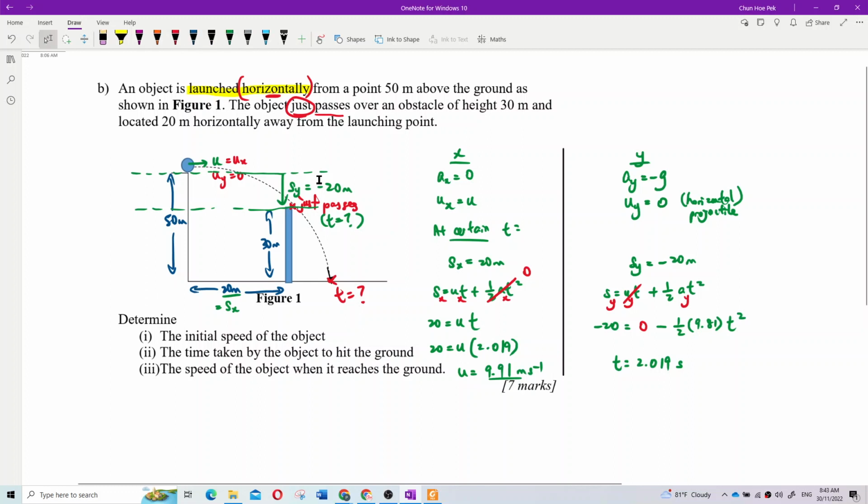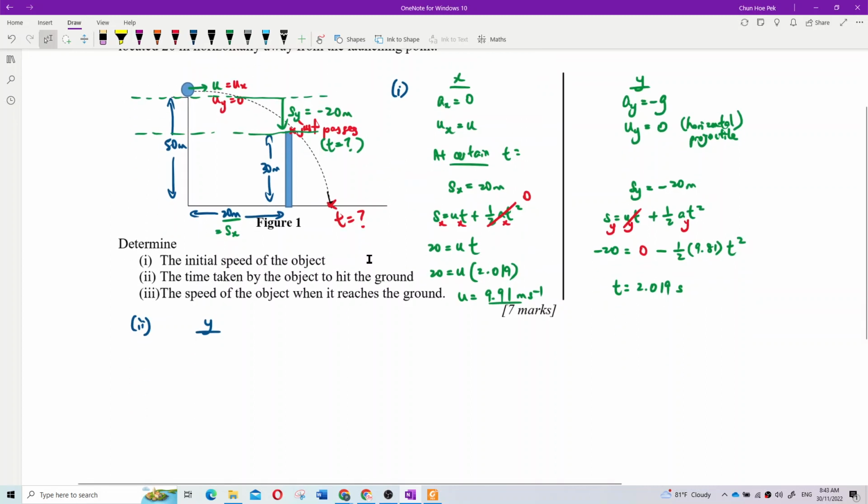Find the y component. Just now was question 1, so now I go to question 2. Question 2, hit the ground. So how are you going to do it? Y component. Time to hit the ground, that means sy is negative. It's negative 50, isn't it? Because from here going to below, so negative 50, must put the negative sign. ay is negative g, negative 9.81.